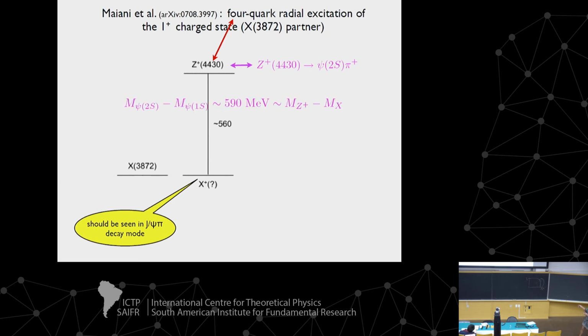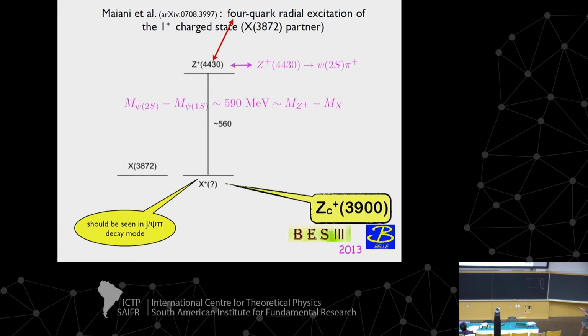Comparing the mass difference between the psi prime and J/psi, we see that it's almost the same mass difference. So this is what led them to propose the Z as being the first radial excitation of this state that they were predicting in their calculation. And indeed, this state was observed some years after, in 2013, by the Belle collaboration. So in this sense, I think this is a very good explanation for the mass and the structure of this state, since everything is compatible here.